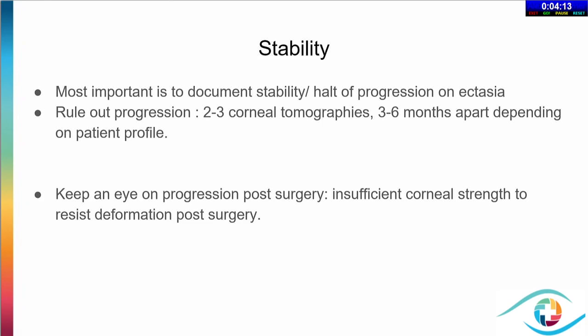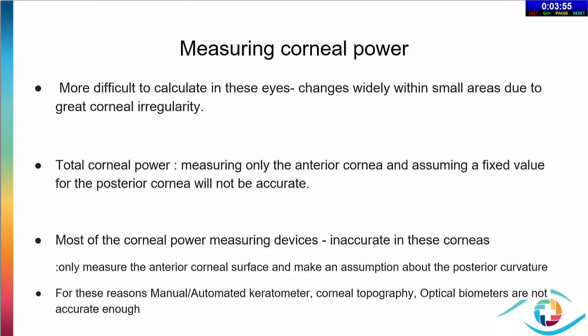Now, measuring corneal power is very important in such cases, which is also a challenge, because as I already said, there is a wide range of change in K values in a small area due to the corneal irregularity. What is important here is to calculate the total corneal power. Most of the machines or devices which we are using actually calculate the anterior corneal power.